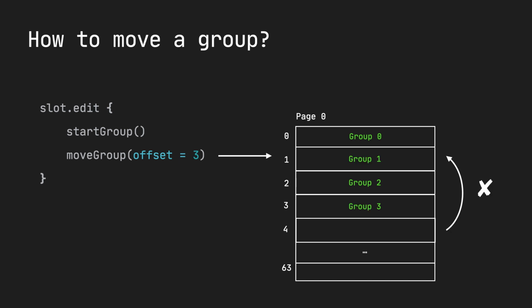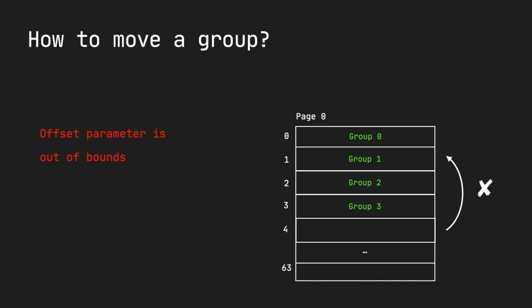If I try to go to a location outside where there isn't a group, I'm going to get an error. For example, at offset number 4, I don't have any group there at all. I'm going to get an error that offset parameter is out of bounds.